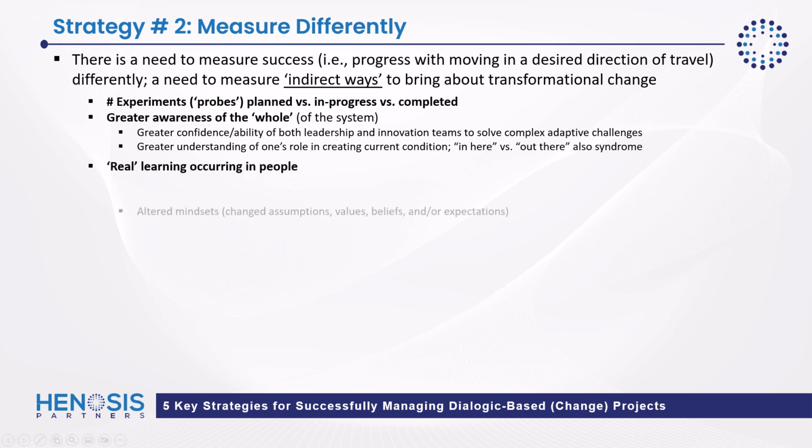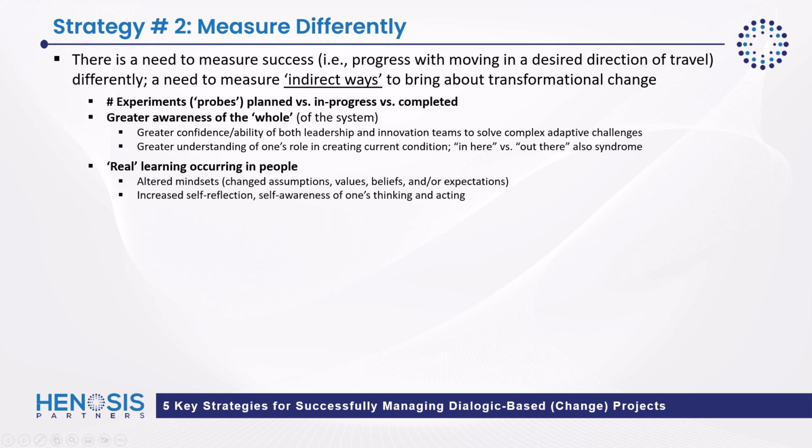Another way to measure is whether there is real learning occurring in people. And we can measure by monitoring, for example, the extent to which there are altered mindsets, changed assumptions, values, beliefs, and/or expectations. We could measure if there's increased self-reflection or self-awareness of one's thinking and acting. And we could measure whether there's a tamping down or suspension of one's limiting beliefs or cognitive biases amongst leadership and staff alike.